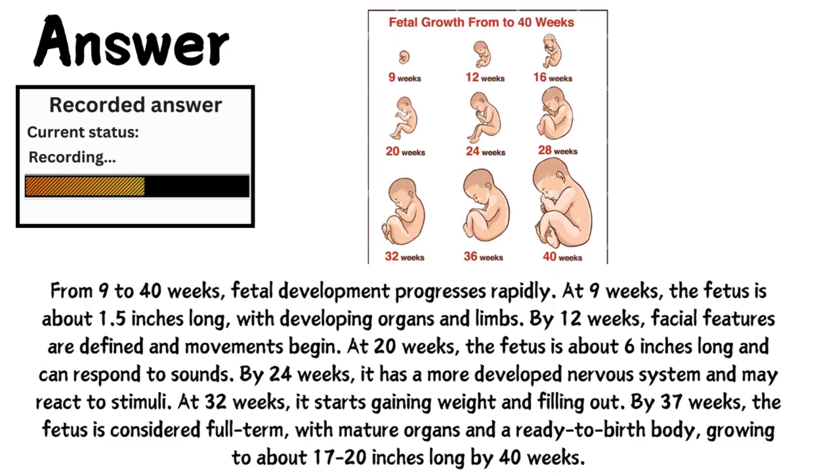By 24 weeks, it has a more developed nervous system and may react to stimuli. At 32 weeks, it starts gaining weight and filling out. By 37 weeks, the fetus is considered full-term, with mature organs and a ready-to-birth body, growing to about 17 to 20 inches long by 40 weeks.